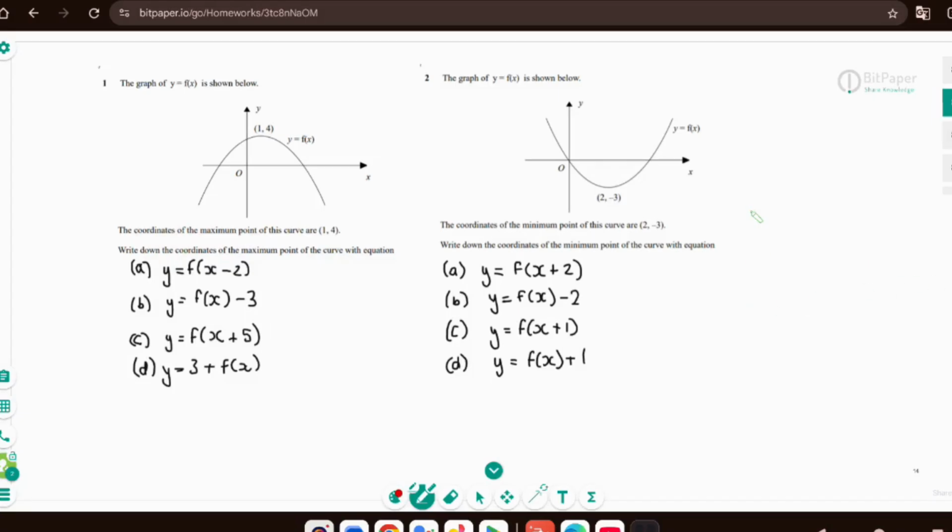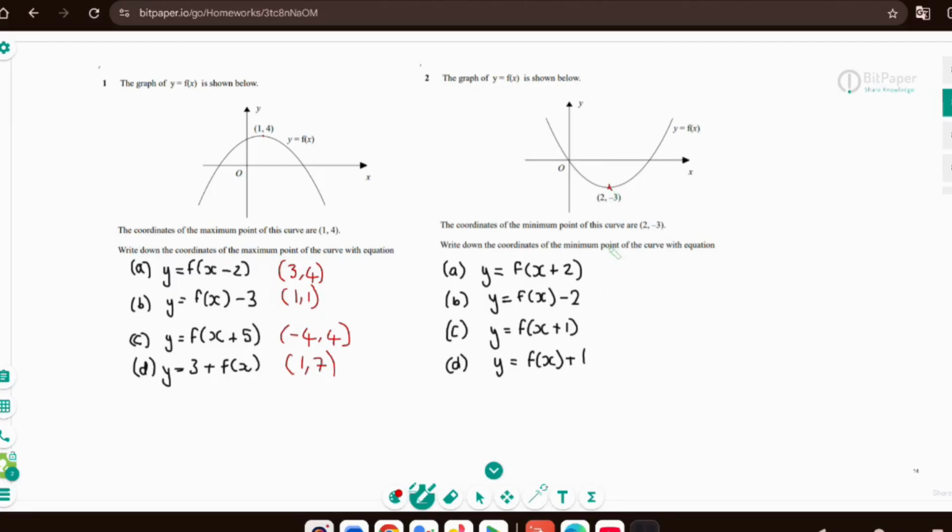Okay, maybe have a go at all of these questions now. Put me on pause and press play when you're done. So we're looking for the new coordinate point of 1, 4. So f of x minus 2, we're moving 2 to the right. So we'd have 3, 4. B, we're moving 3 down. 1, 1. C, you're moving 5 to the left. Minus 4, 4. And for D, you're moving 3 up. 1, 7.